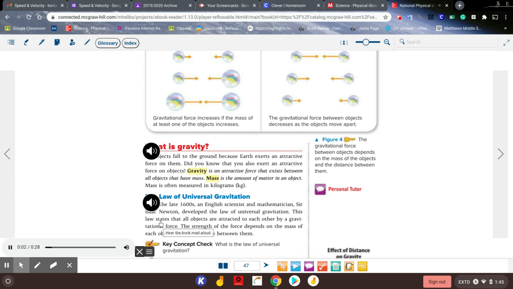The Law of Universal Gravitation. In the late 1600s, an English scientist and mathematician, Sir Isaac Newton, developed the Law of Universal Gravitation. This law states that all objects are attracted to each other by a gravitational force. The strength of the force depends on the mass of each object and the distance between them. Key concept check. What is the law of universal gravitation?